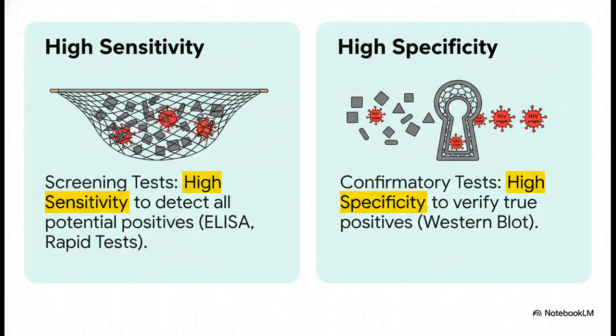Lab diagnosis isn't just one test. It's typically a two-step process. We start with screening tests, like an ELISA or a rapid test. These are designed to be extremely sensitive, meaning they're great at picking up any potential positives, but this can lead to some false positives. That's why any reactive screening test must be followed by a confirmatory test, like the Western blot. Confirmatory tests are highly specific. They confirm that there are indeed antibodies against specific viral proteins like P24, GP41, and GP120.